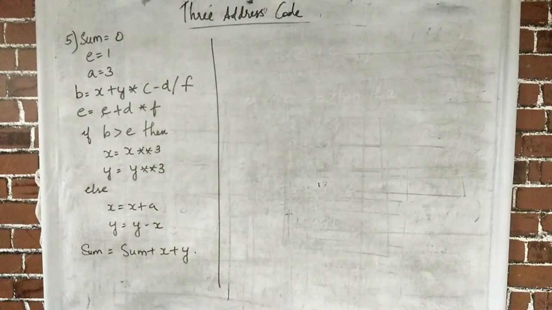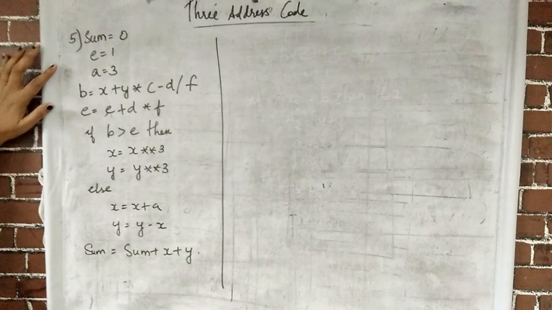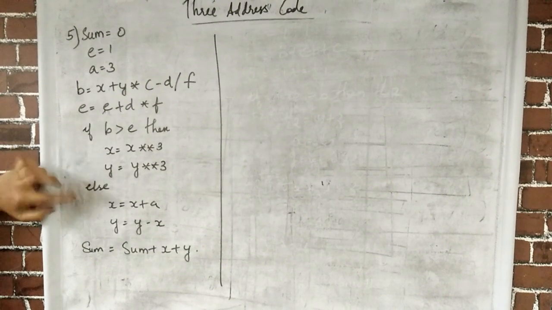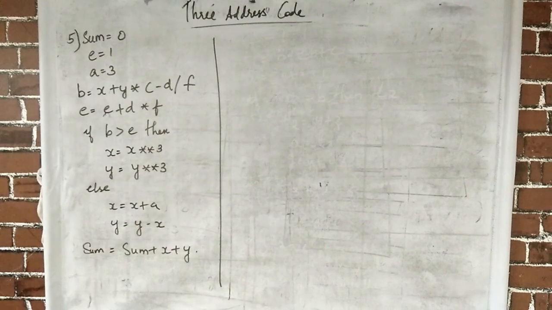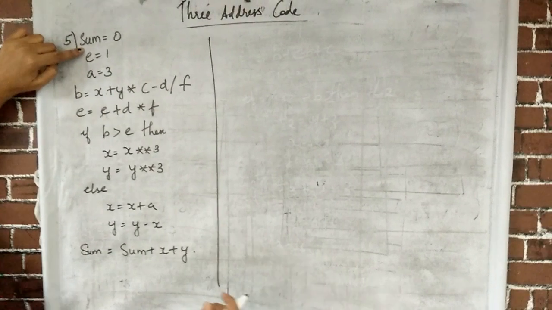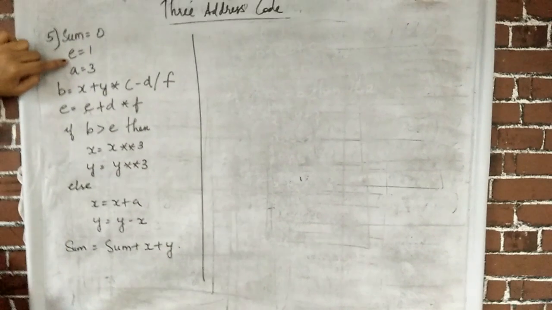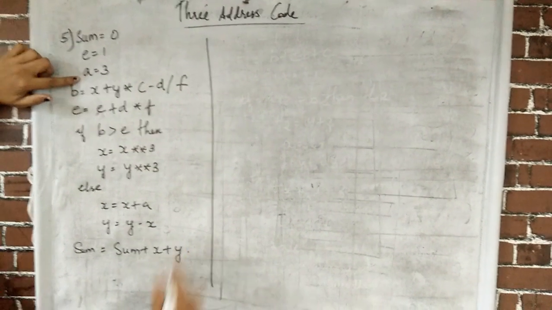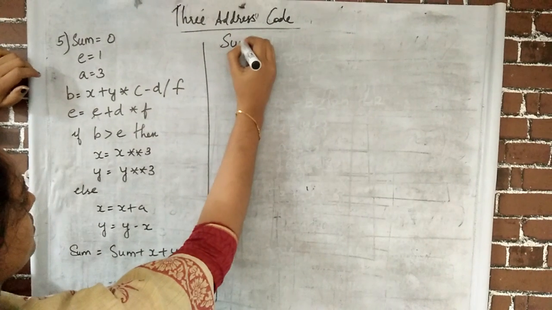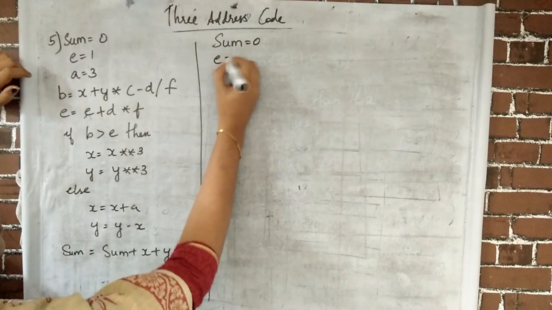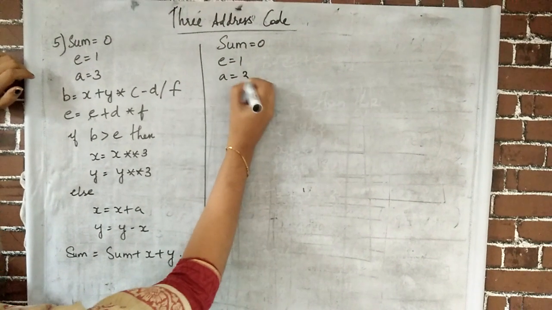So consider this example. It also has an if-else statement. Let us write the 3-address code for it. Now this is already a 3-address code. This is already a 3-address code. This is already a 3-address code. So it can be included as such. Sum is equal to 0, E is equal to 1, A is equal to 3.